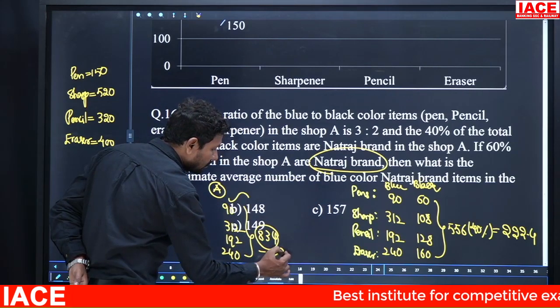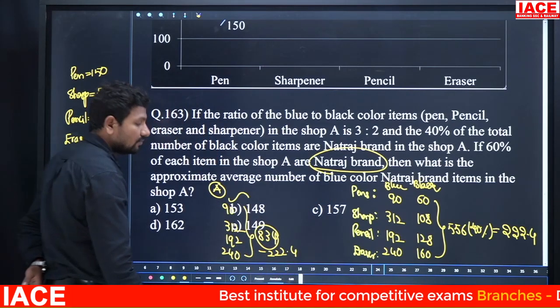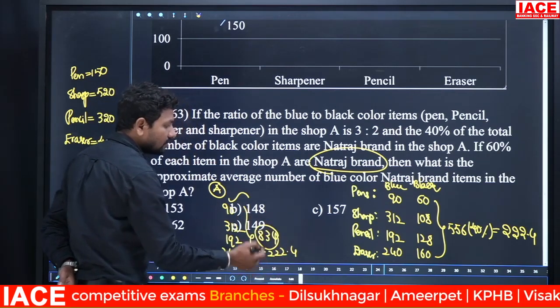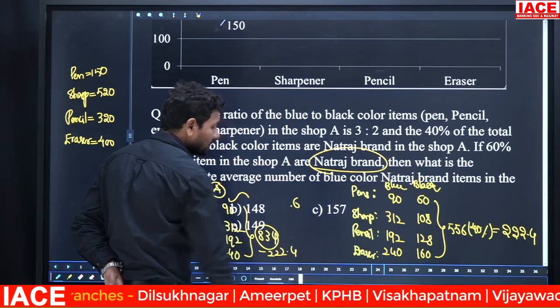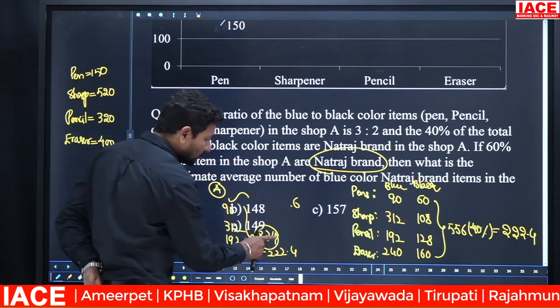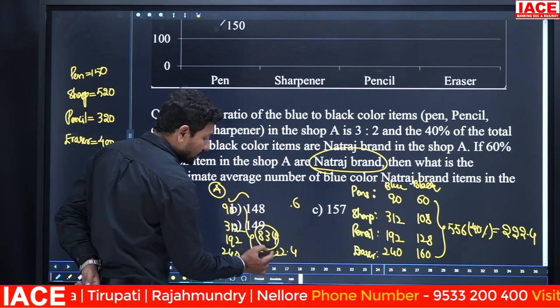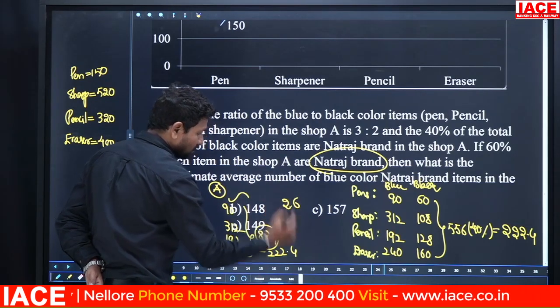Minus 222.4. 4 rupees minus 2 rupees is 2 rupees, but the 40 paise is extra, so it becomes 60 paise. From 4 rupees, 2.4 rupees is removed, you will get 1.6. And 3 rupees minus 2 rupees is 2 rupees.